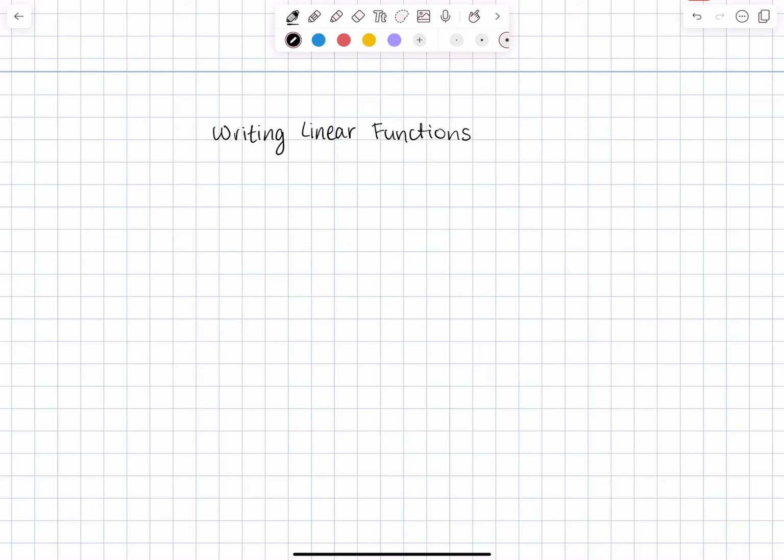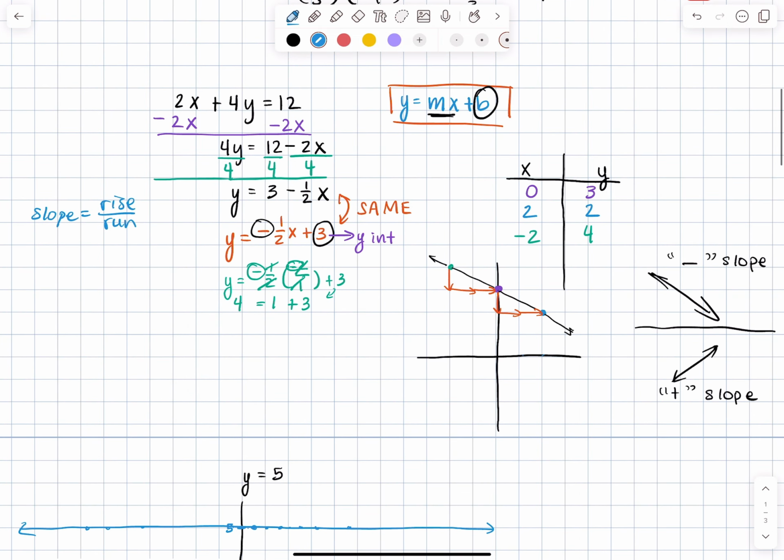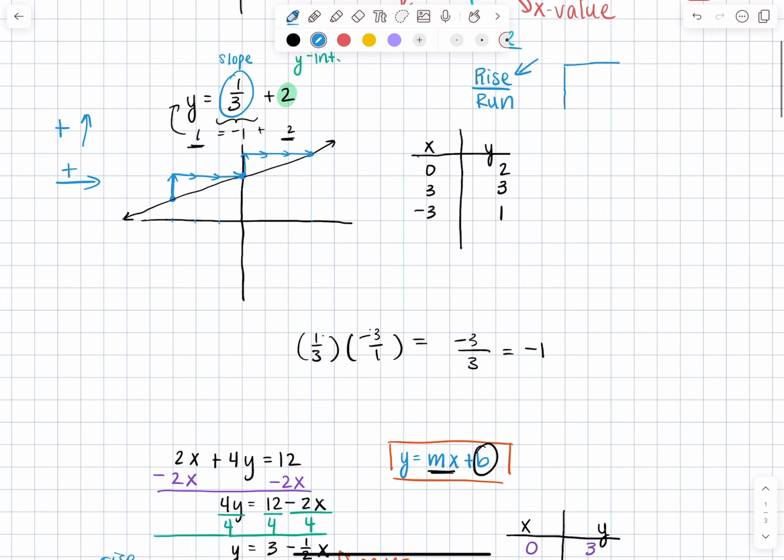Hey guys, in this video we're going to be learning about writing linear functions. In the previous video we saw that the slope equals rise over run. When we looked at our graphs, we saw that the slope indicates a pattern between 2 points. So you need 2 points to determine the slope.